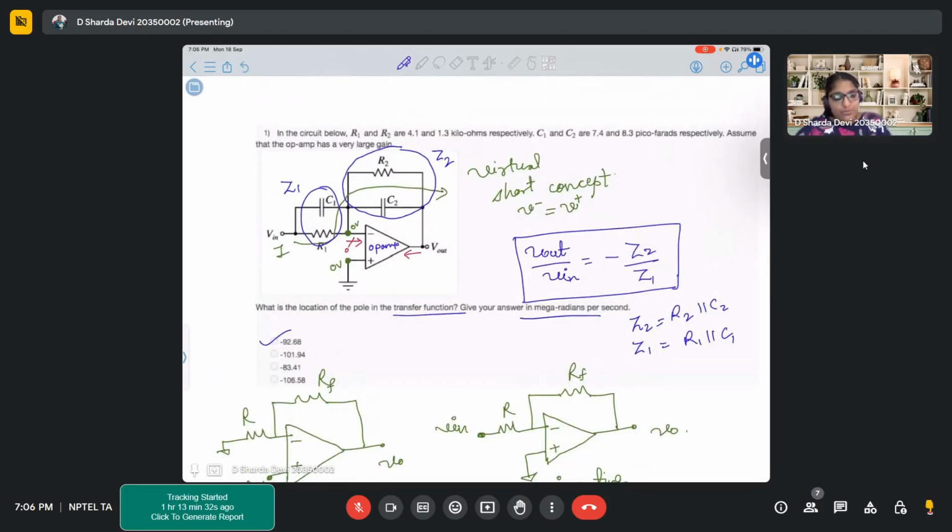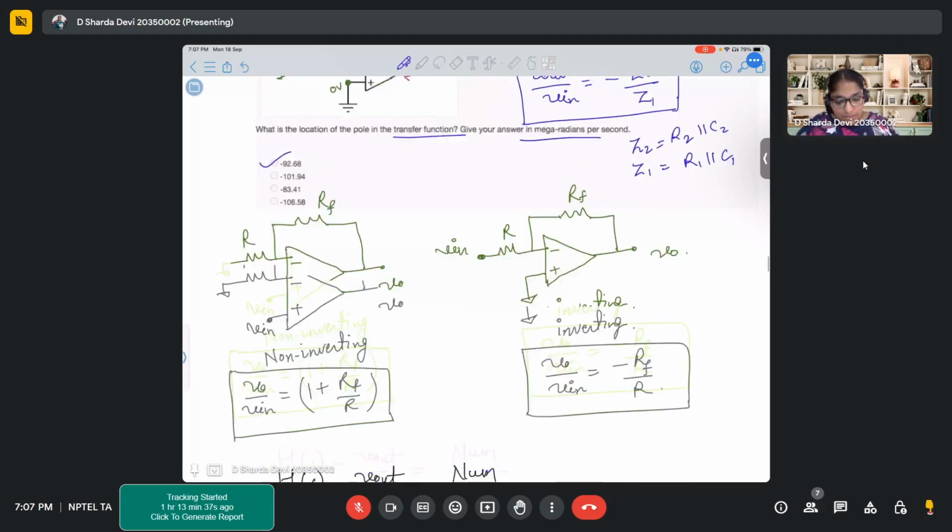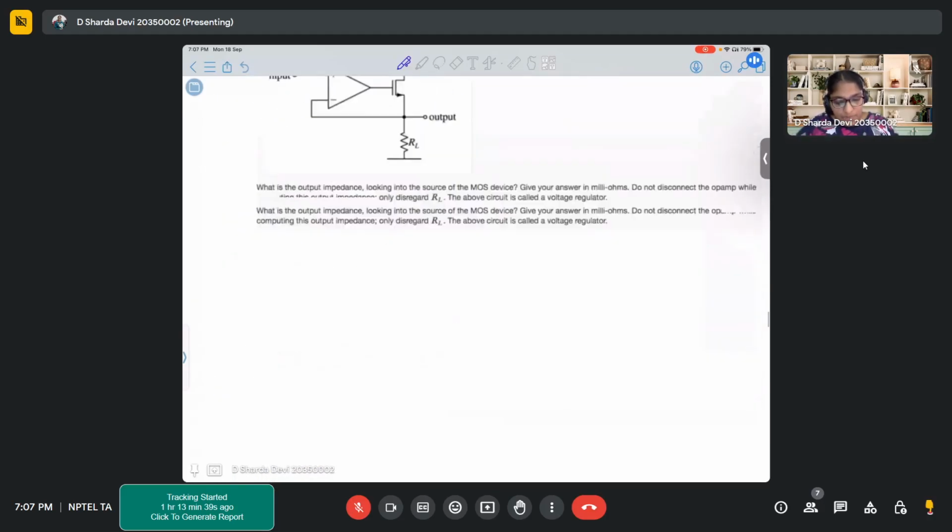So R1, C1, R2, C2 are already given. You have to just use the value. Okay, so let's move on to the next problem.